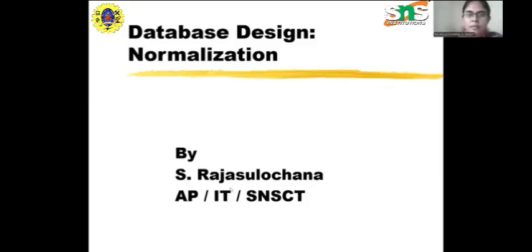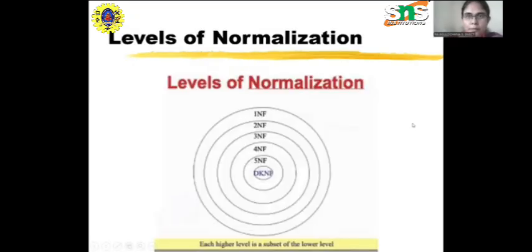normalization. So, before going to normalization, let me tell various levels of normalization that I'm going to discuss in this video lecture. So totally, there are five levels of normalization, which is first normal form, second normal form, third, fourth, and fifth. And there is another form of normalization, which is called as Boyce-Codd normal form.